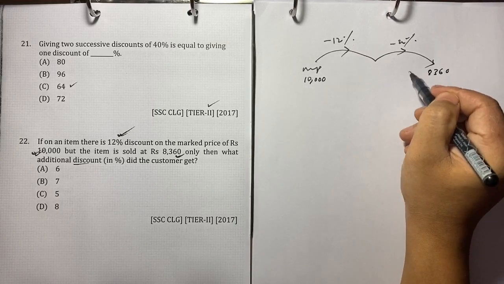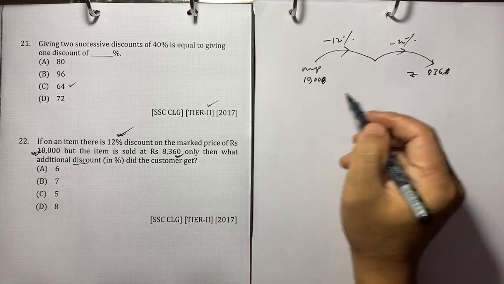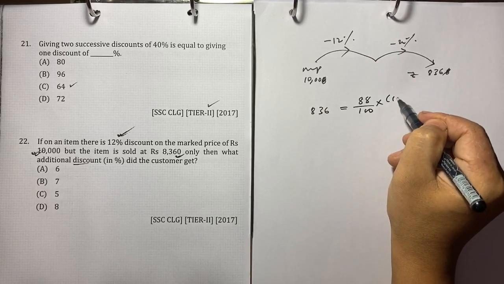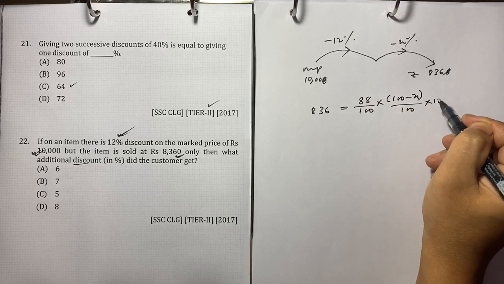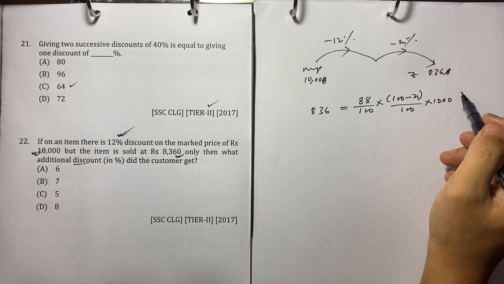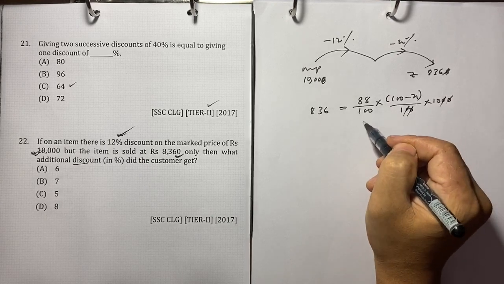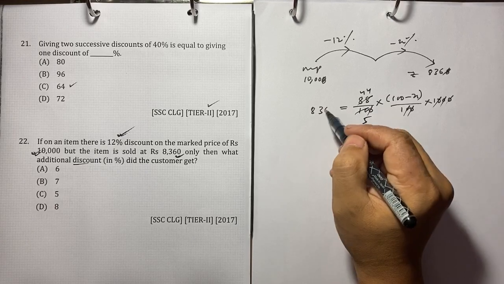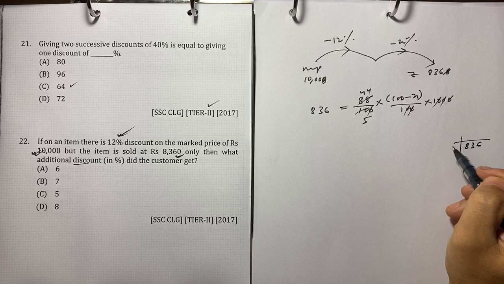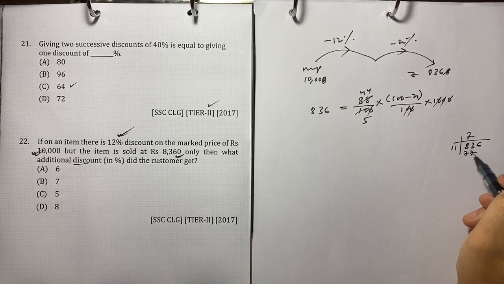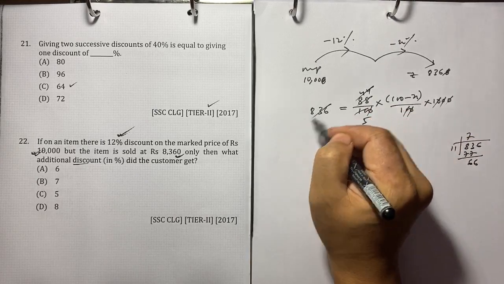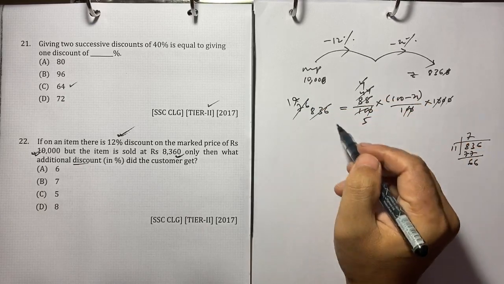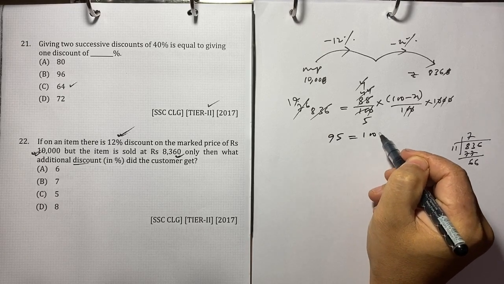So selling price 8360 equals 88 divided by 100 into 100 minus x divided by 100 into the marked price, which is 10,000. Cancel. 13,44 divided by 5, 11. Cancel 836 divided by 11 is 76. This will be 76, this will be 4, cancel, this will be 19. So 95 equals 100 minus x, x equals 5.